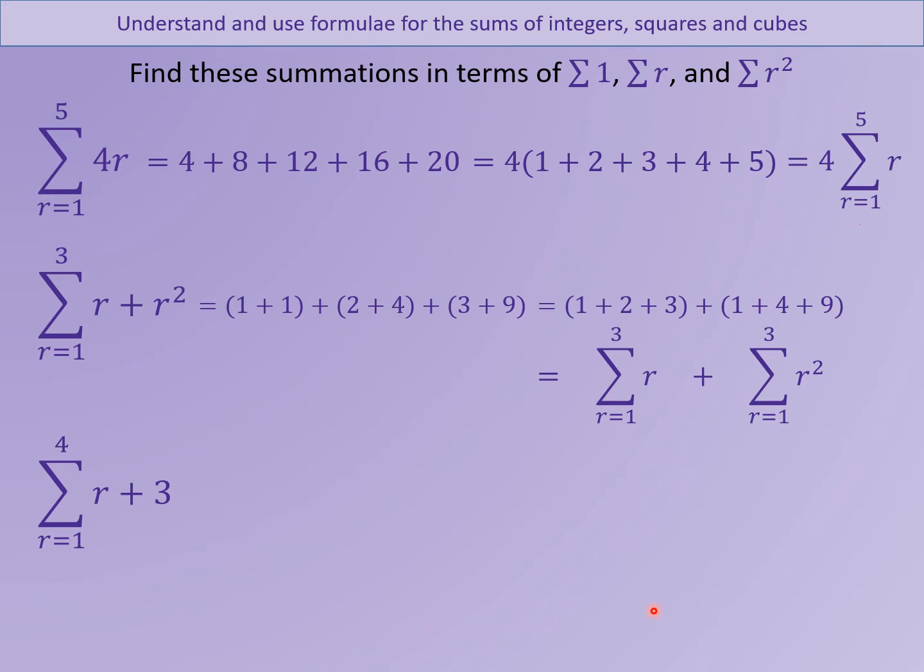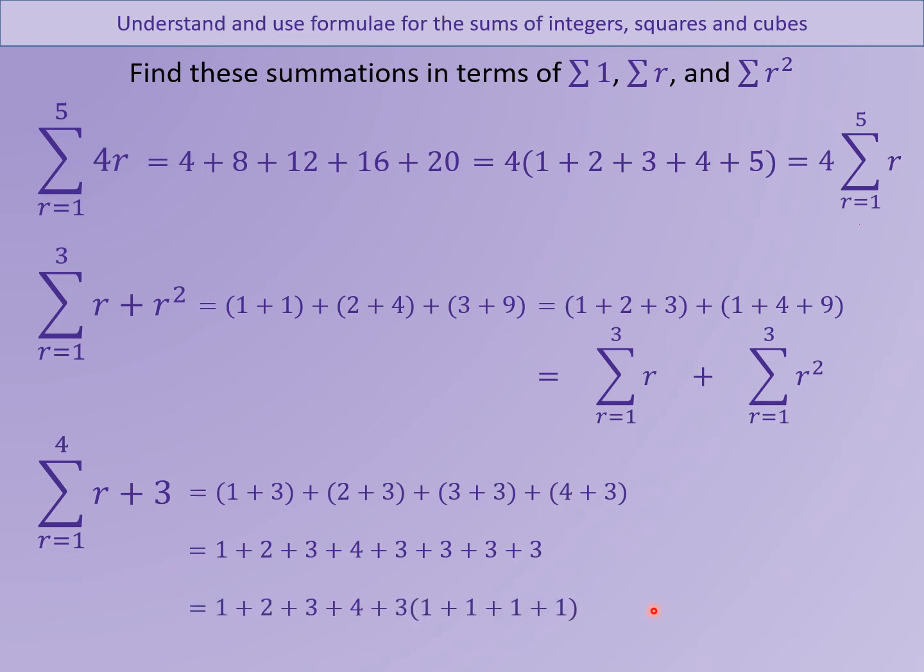And then finally, we've got the sum of r plus 3, starting with r equals 1 going up to 4. Again, if we write that out in full, we would get 1 plus 3, and then 2 plus 3, and then 3 plus 3, and then 4 plus 3. Rewriting that in a different order, we could write 1 plus 2 plus 3 plus 4, the first term in each of the brackets together. And then the 3s, if we put those all together, you can see that we've got 4 threes at the end as well.